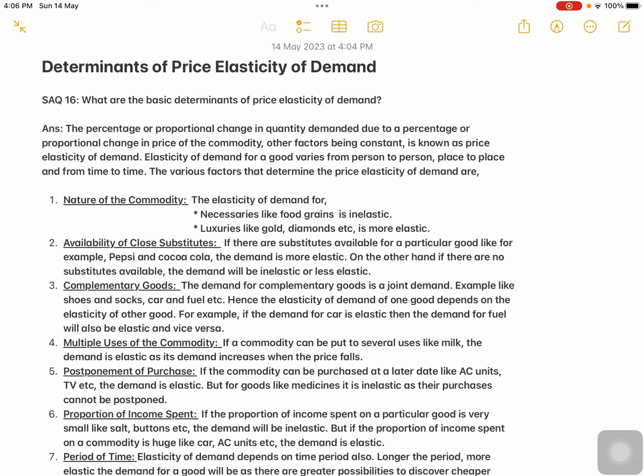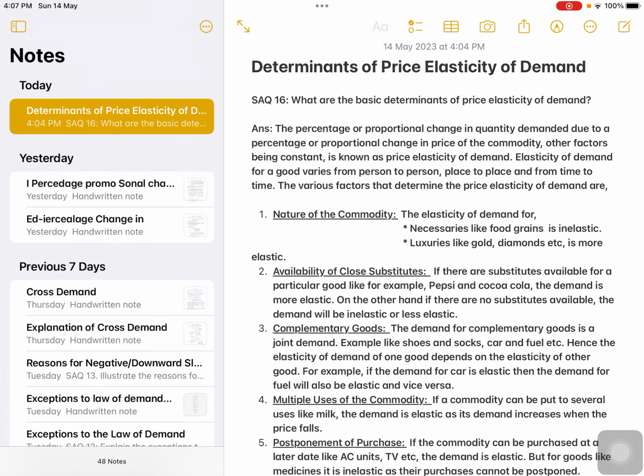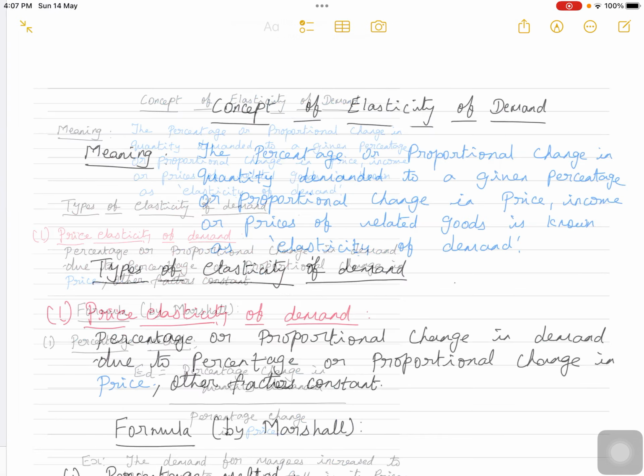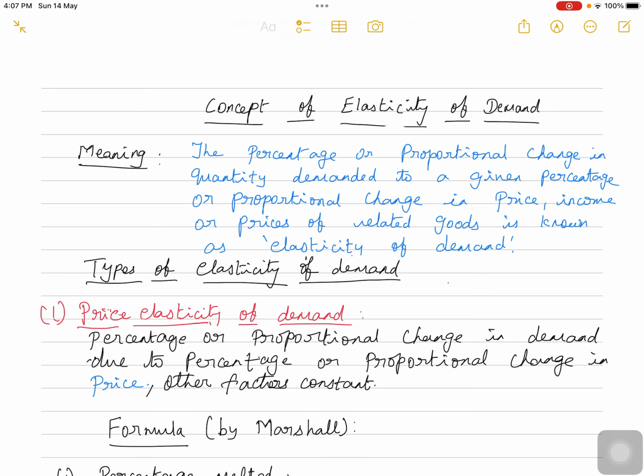Okay. Now, before I explain about the determinants of price elasticity of demand, I would like to briefly explain about the concept of elasticity of demand and also the various kinds of price elasticity of demand. Because without explaining those concepts, it will not be fair on my part to explain only the determinants of price elasticity of demand. So let me briefly explain the concept of elasticity of demand and the various types of price elasticity of demand.